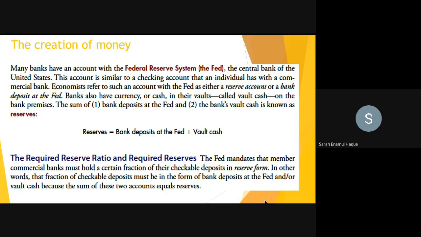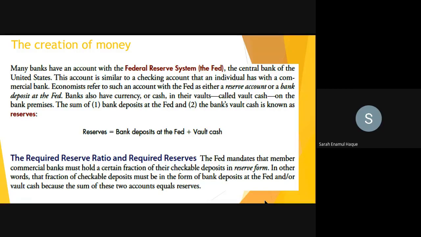Creation of money. Now you must be thinking, who creates money? The answer is the central bank of a country usually prints the money. The central bank of Bangladesh is called Bangladesh Bank. So Bangladesh Bank has the authority to print money in Bangladesh. But then I wrote here the creation of money. You should know that the commercial banks of Bangladesh are not allowed to print any money. Only the central bank of the country is allowed to print money.